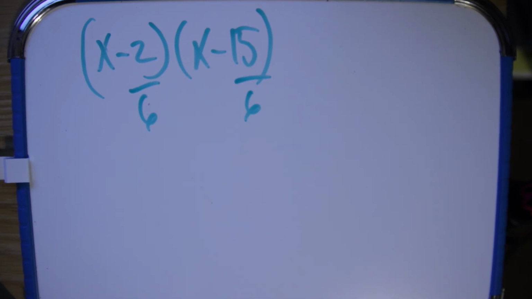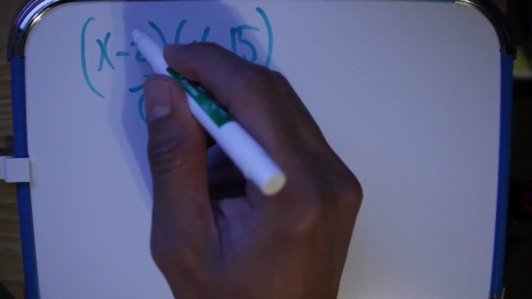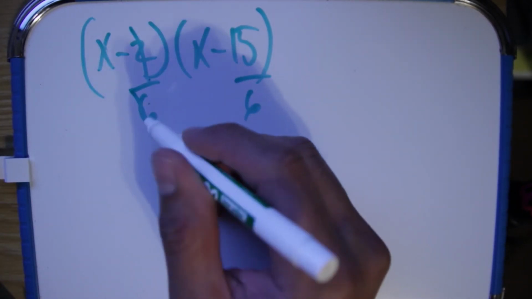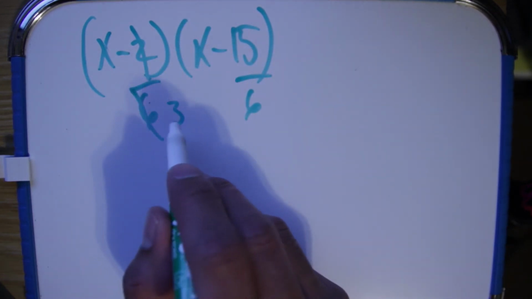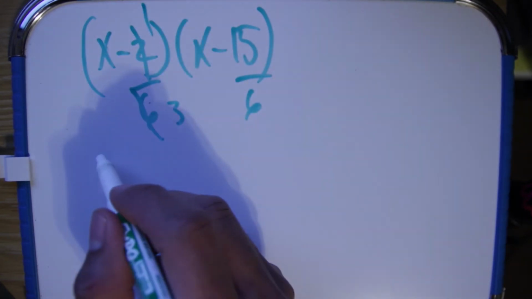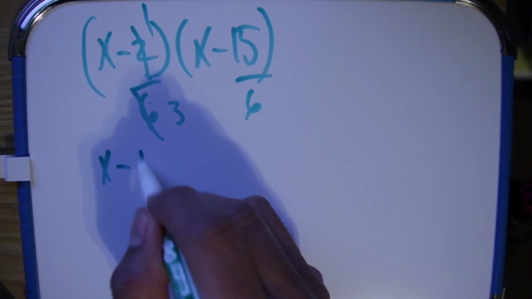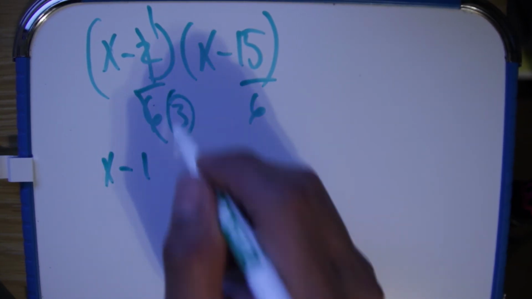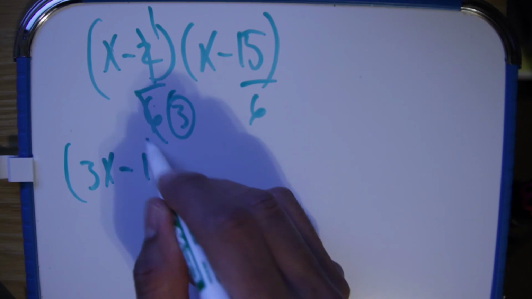Now, how do we reduce these fractions? The 2 over 6 is really easy to reduce. Reduce it, you pretty much divide them by 2. Cut them in half. So then the 6 becomes a 3. The 2 becomes a 1. So then you're left with x minus 1. What do you do with this 3? Put this 3 over here.